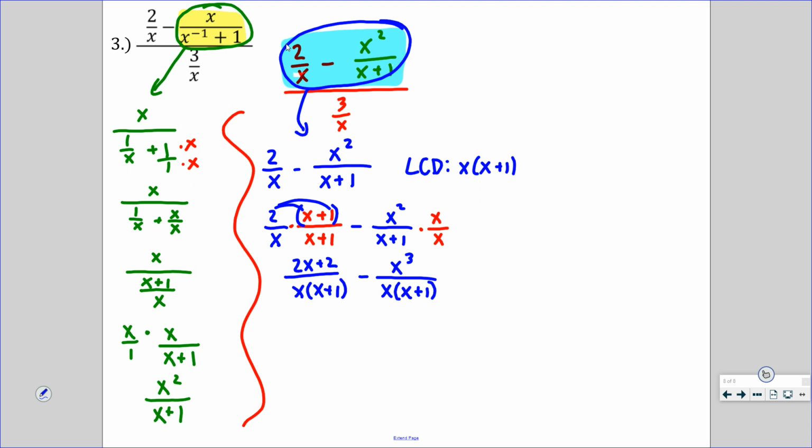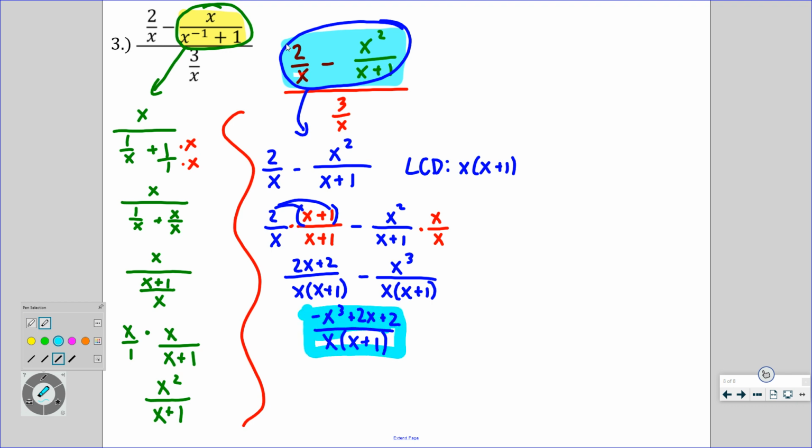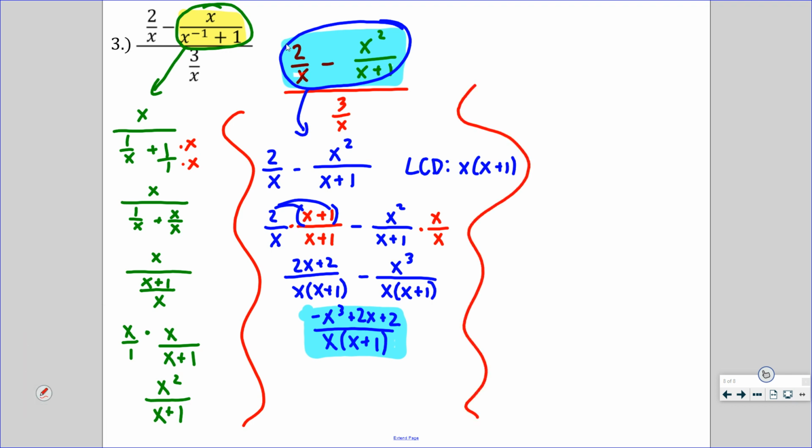All right, almost done. Now we get to add these together. So what's that? Yeah. Oh, okay. Yeah. Subtract. I'm subtracting the x cubed. I want to put that one first. I want to put this in standard form. Negative x cubed plus 2x plus 2. Okay. So now my whole numerator is a single fraction. We are good on that. My numerator is a single fraction. My denominator is a single fraction.